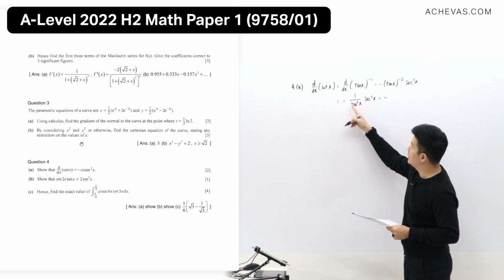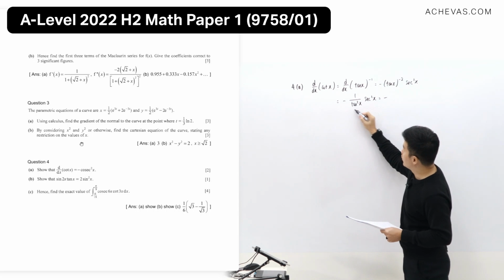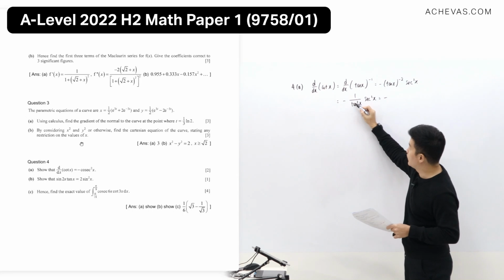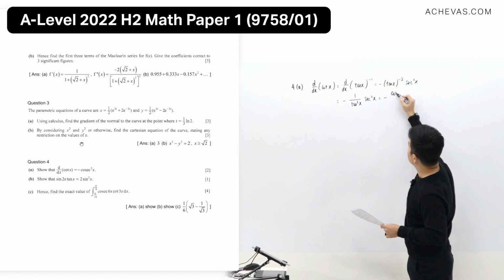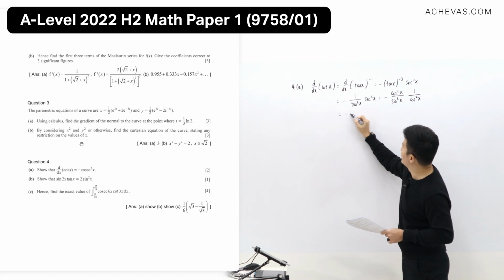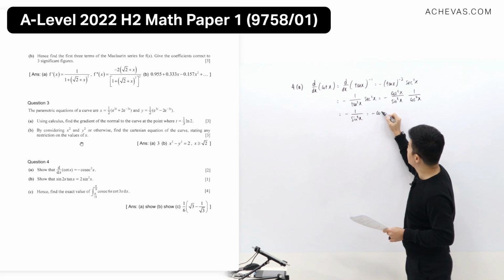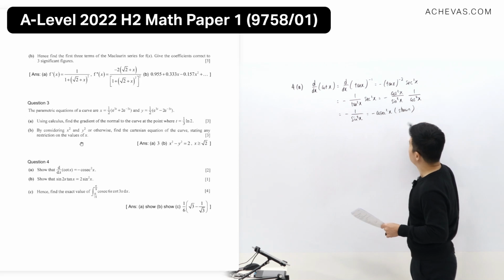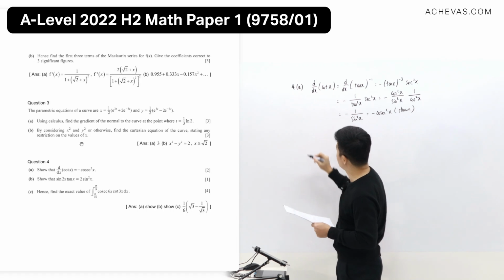So 1 over tangent square x is sine square x over cosine square x. Flipping it, it is going to be cosine square x over sine square x. Then secant is 1 over cosine, so secant square is 1 over cosine square. So this and this can be cancelled. I will be left with 1 over sine square x, which is negative cosecant square x. Okay, this is what the question wants us to show.